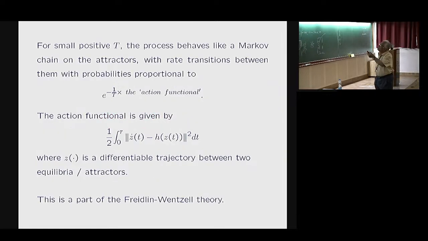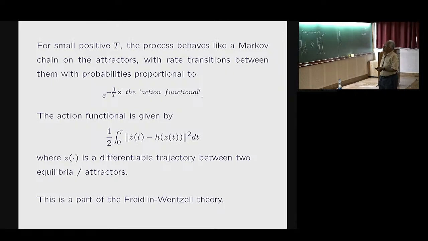So for small positivity, it's okay. The Freidlin-Wentzell theory goes further. If there are multiple attractors, the process is like a Markov chain. It will be near one attractor for a long time, then jump to another, and then jump to another, etc. It can be thought of as a Markov chain on attractors with the probability proportional to this.